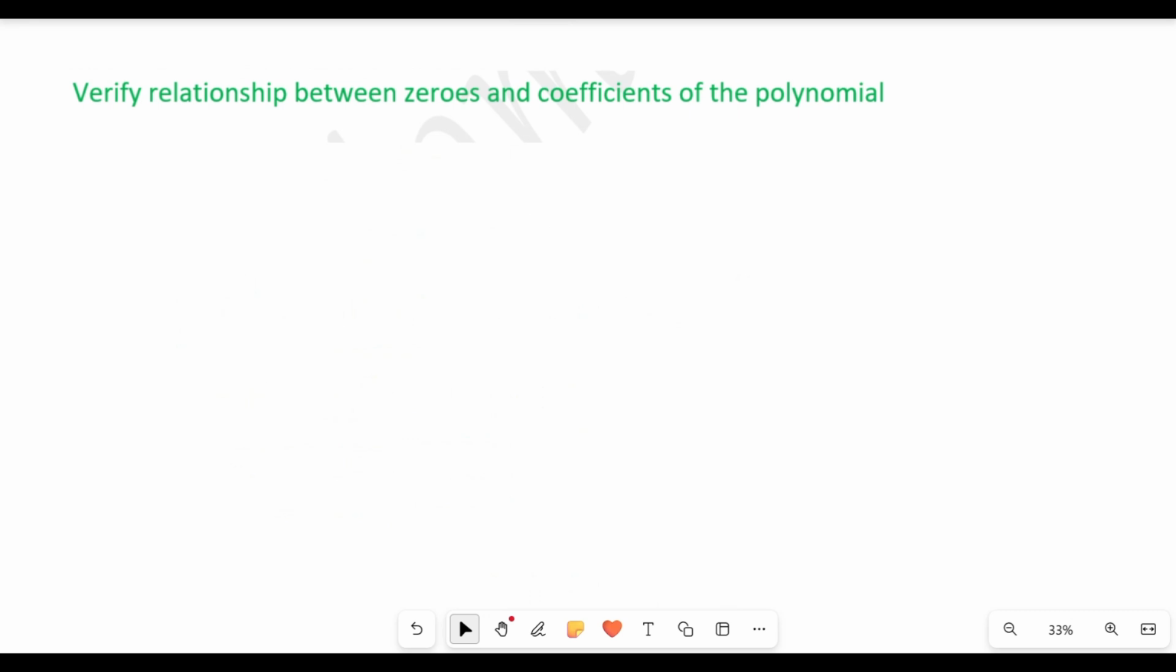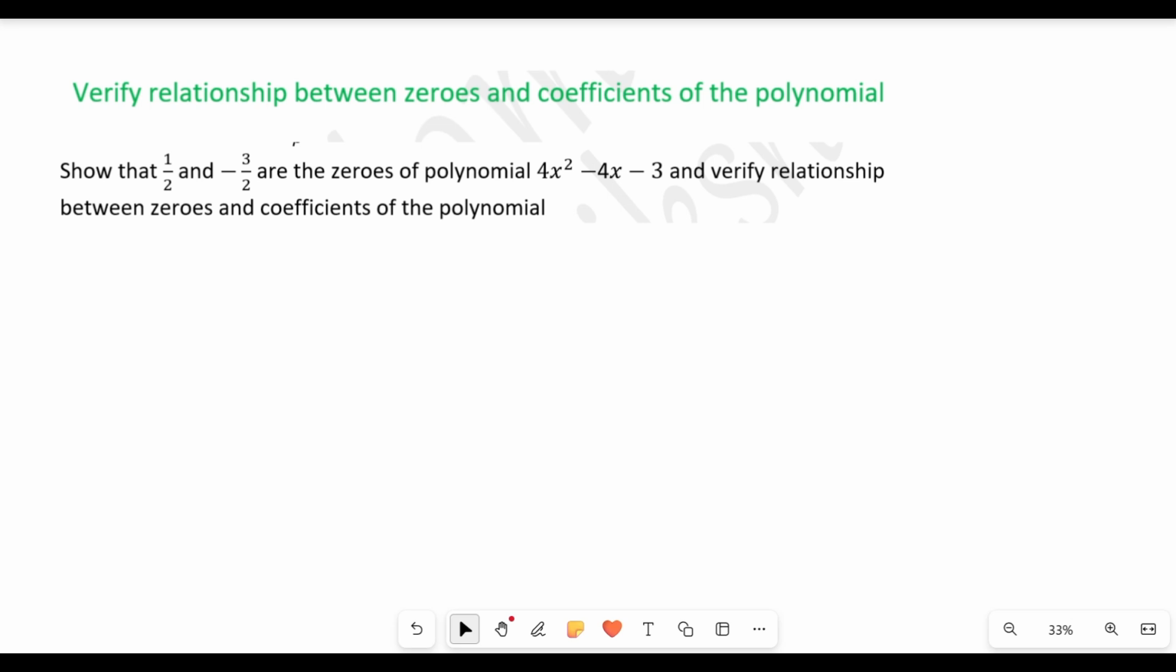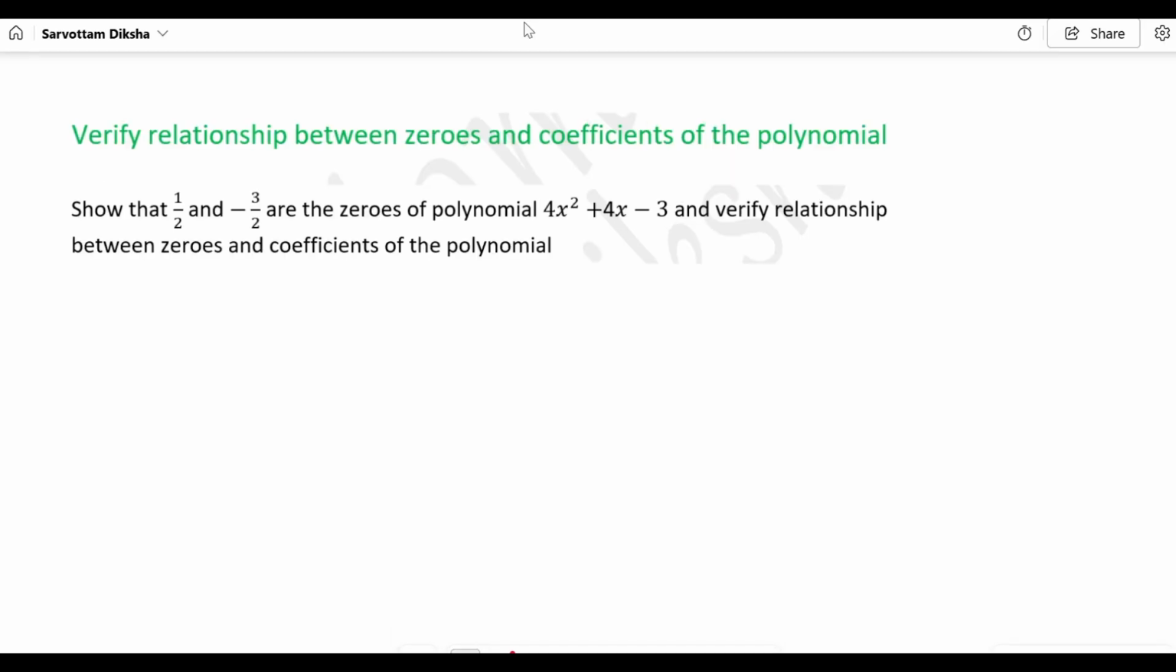Then they may ask me to verify the relationship between zeros and coefficients. Like in this question. Here they have asked me two questions, if you see. They want us to find the zeros also, because they are saying show that. I can show only if I find the zeros. So after factorizing it, what I will get? Verifying relationship means like I have to show the sum. This is alpha. If I say this is alpha, this is beta.